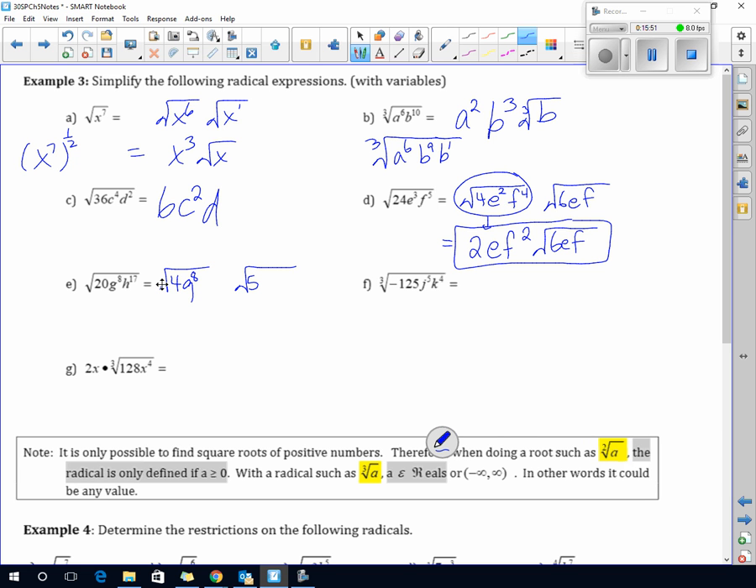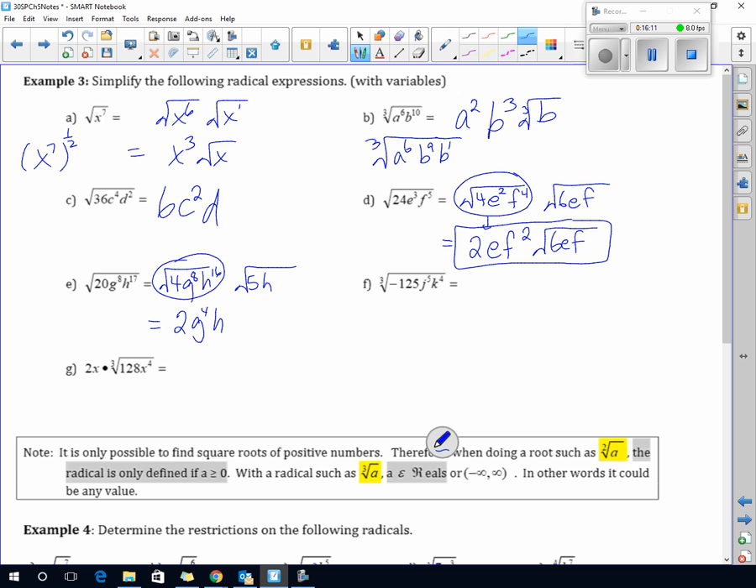So now I'm going to actually square root this part. So what do I get? 2g to the power 4, h to the power 8, and then square root 5h. So that's my final answer. Okay.